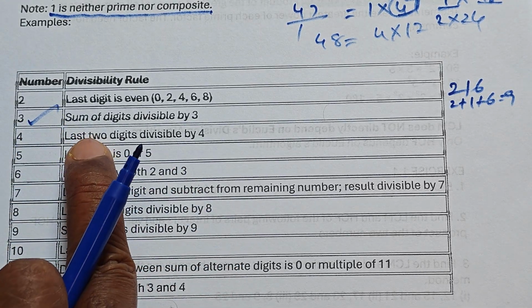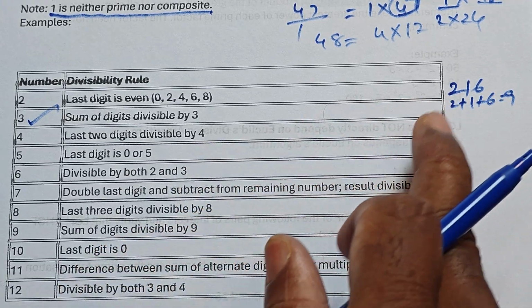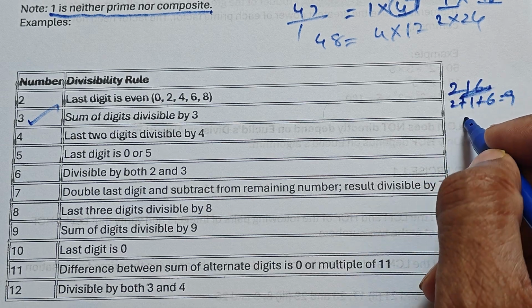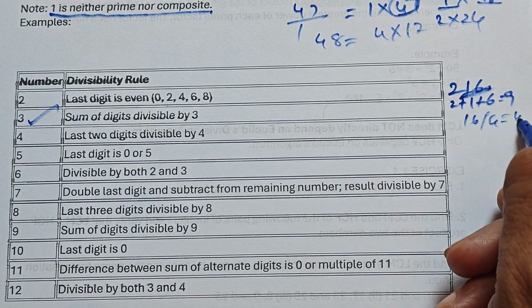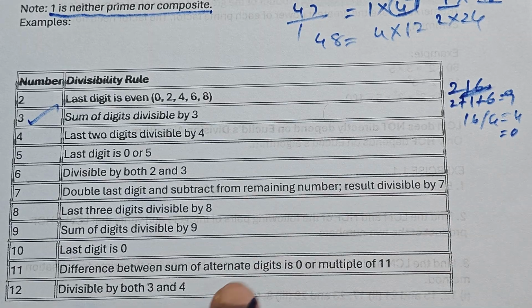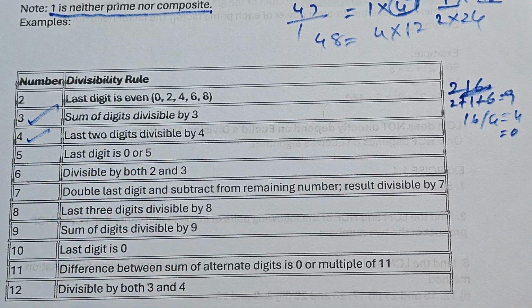Similarly, if the last two digits in a given number are divisible by 4, let us take the same example 216. In 216, 16 is the last two digits. So 16 is divisible by 4 and it gives a quotient 4 and remainder 0. So 216 is divisible by 4. So that is the rule for divisibility by 4.